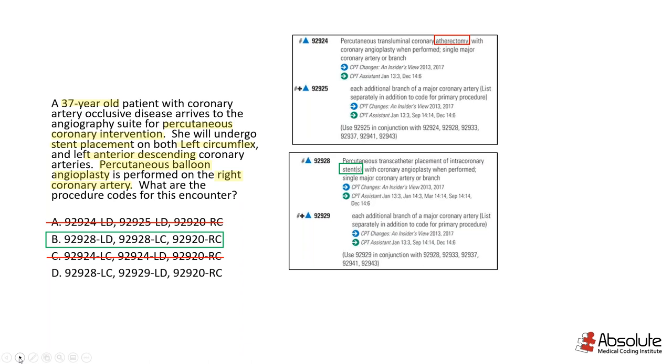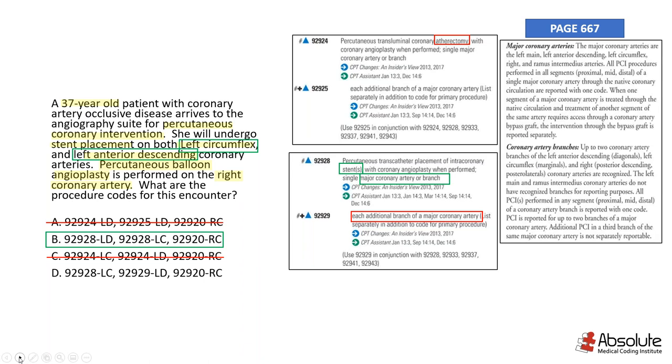How many arteries got stent placement? And are the left circumflex and left anterior descending arteries or are they branches? You're right, they are arteries. So that means the branch code is incorrect. And our guideline in 667 tells us that we can code both of those.